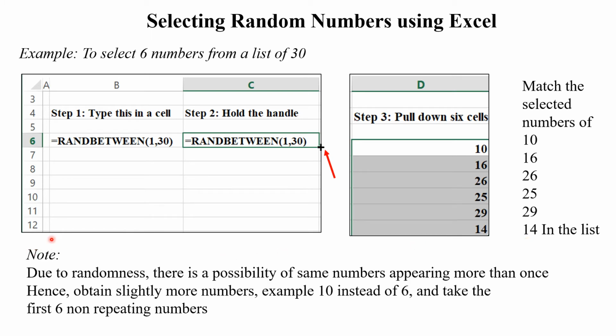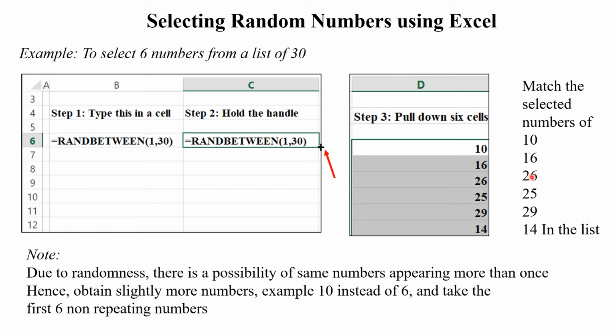But note this: due to randomness, there's a possibility of the same number appearing more than once. It can be 10 here, and the 10 may recur another time because basically they are random numbers. So what do we do? Normally, we ask for slightly more numbers than we need. Example, we want 6 numbers, we generate slightly more than 6, example 10 numbers.